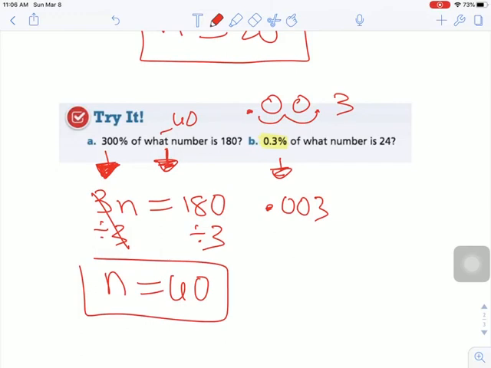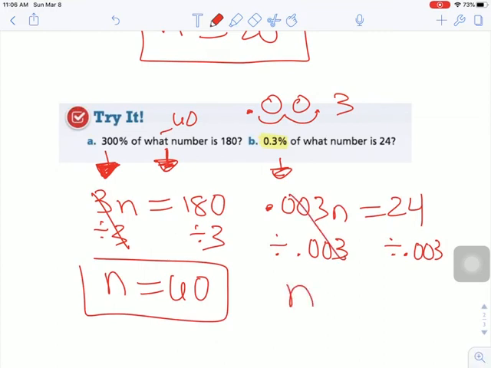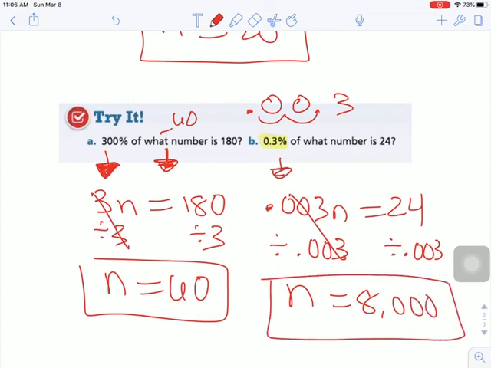So 0.003, again, of what number? We don't know what that is. It's an unknown. Is or equals 24. So to undo my multiplication, we're going to divide to both sides. These cancel out. So you have 24 divided by 0.003. So n equals 24 divided by 0.003, which is 8,000. So this would read that 0.3%, I'm sorry, of 8,000 is 24.